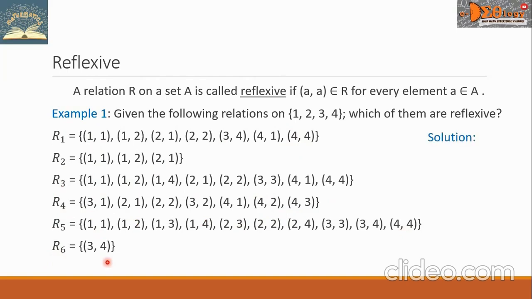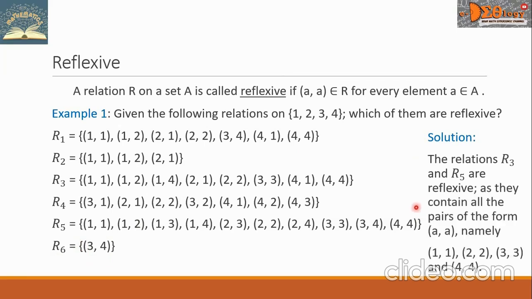For our solution, we say that the relations R3 and R5 are reflexive, as they contain all the pairs of the form (a, a), namely (1, 1), (2, 2), (3, 3), and (4, 4). The remaining relations are not reflexive. This is the final answer.